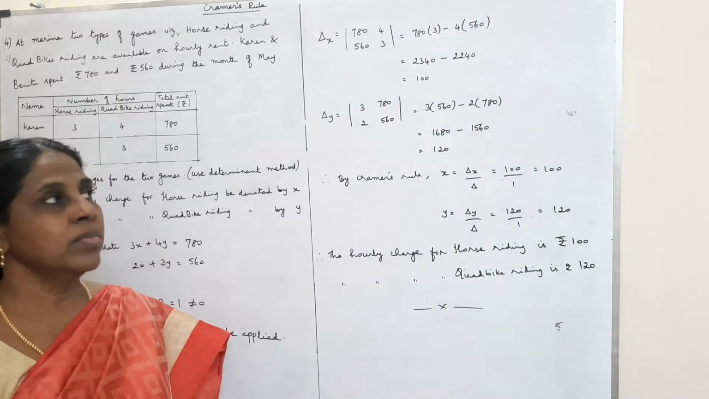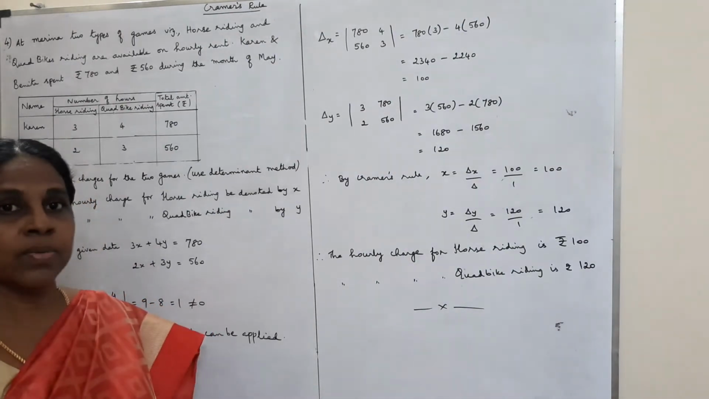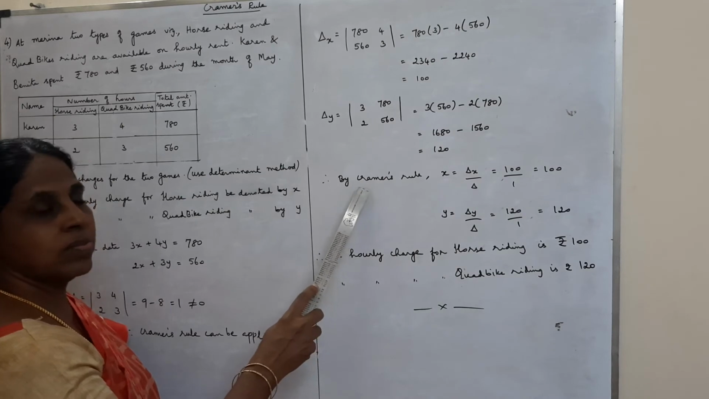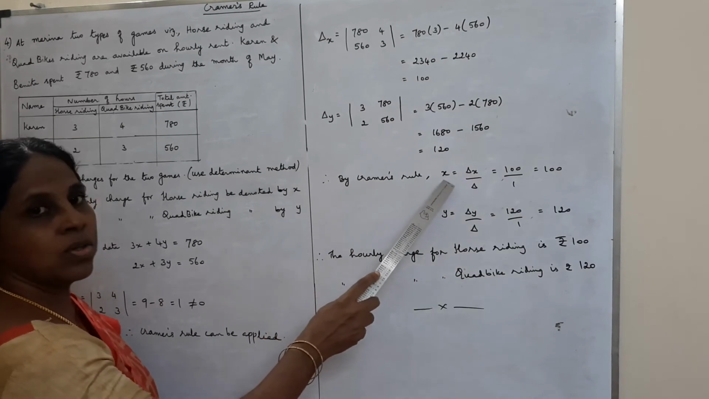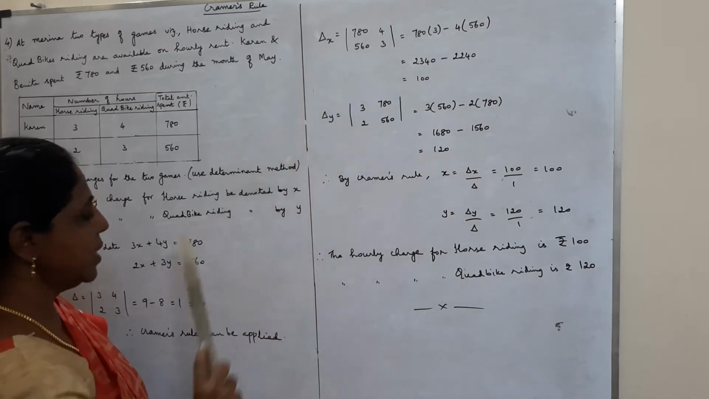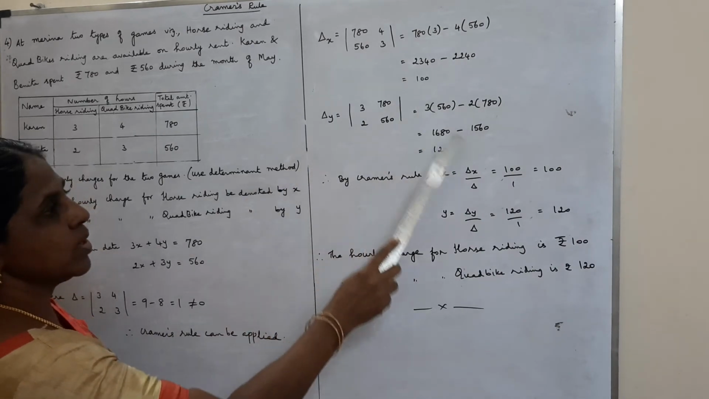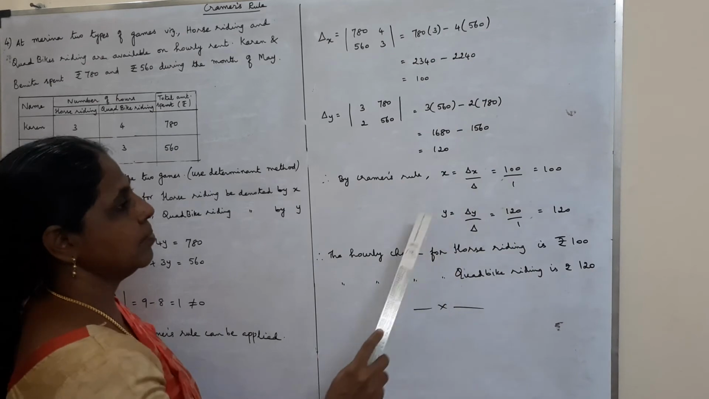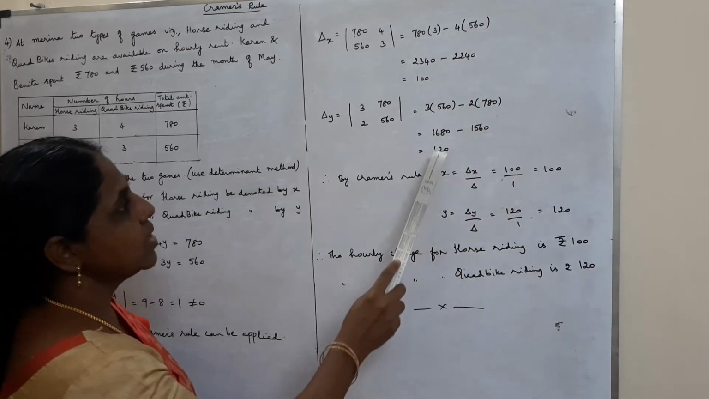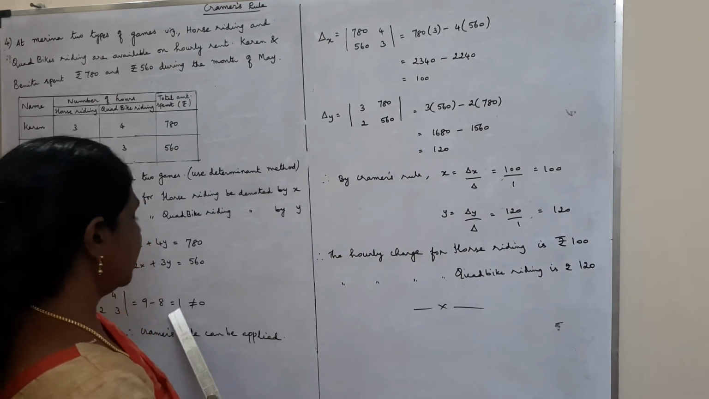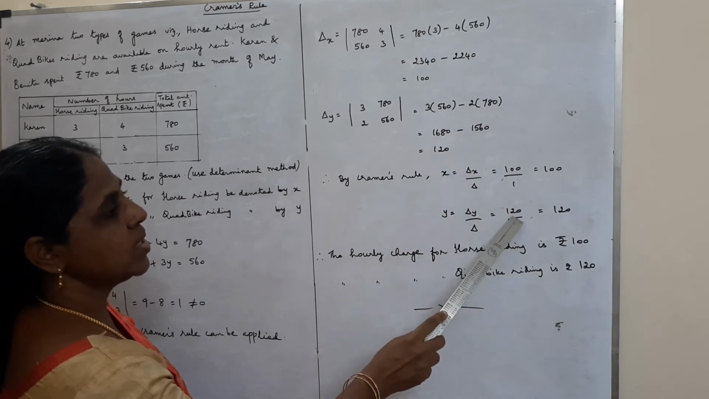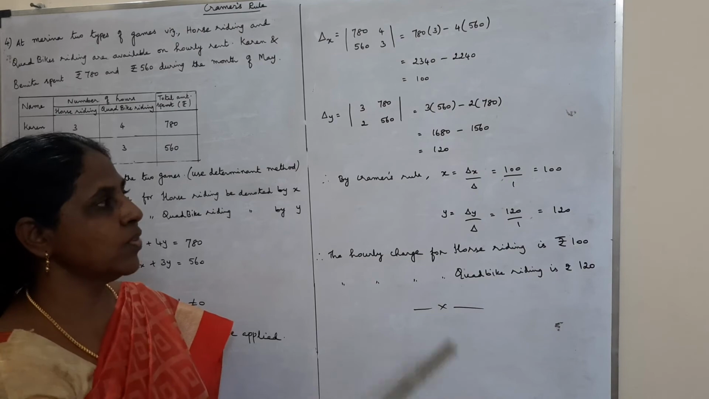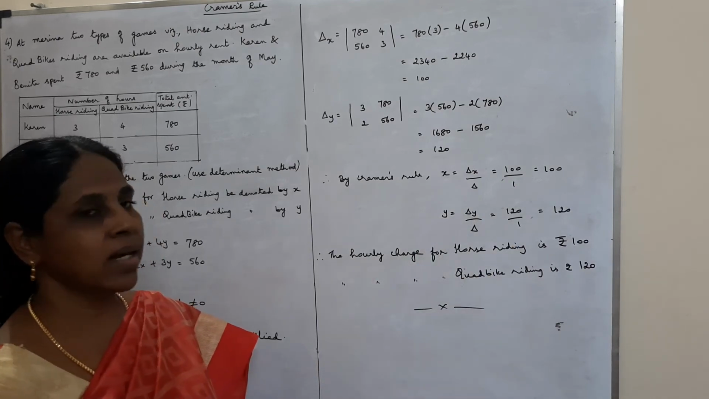So now that you have found delta x and delta y, and also delta is not equal to 0, we can write Cramer's rule. So by Cramer's rule, x is equal to what? Delta x by delta. So delta x is 100 by delta is 1. So 100 by 1 will be 100. And what is y? Delta y by delta. So it is 120 by 1, which gives you 120. So the values of x and y are 100 and 120.